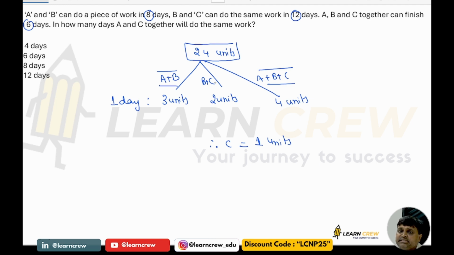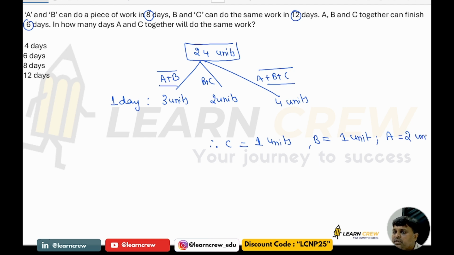Okay, B plus C are doing 2. C is doing 1. So B is doing how much? 1. Okay, and it is given that A and B are doing 3, whereas B is doing 1. So A is doing 2, because A and B together are doing 3.